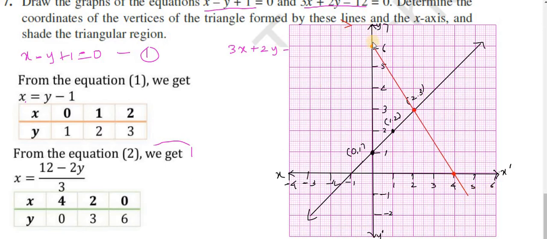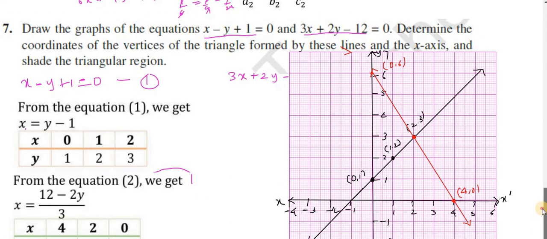So now, these are the points. What is the coordinate of this point? Here 4 comma 0, and here 0 comma 6. Okay, till here it is the same as what we did in the previous problems. Now a small change we need to make here.